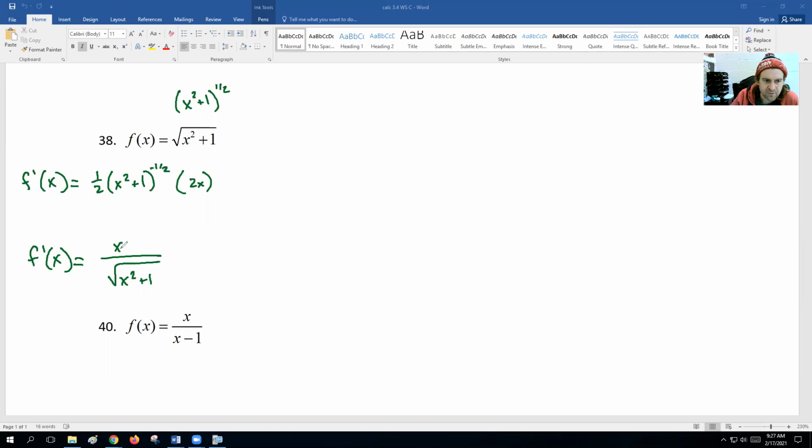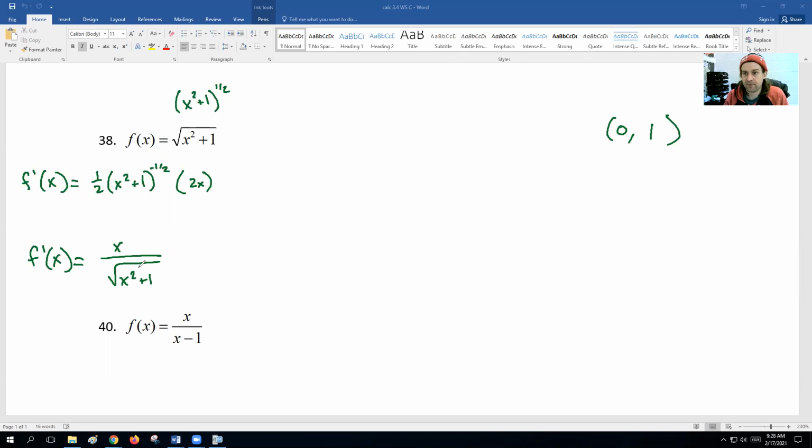We would have a critical number when the top equals 0, so that would be at 0. And when does the bottom also equal 0? If we try to set the bottom equal to 0, we'd get -1 equals x squared. It just wouldn't work out. So we have a critical point at 0. We plug it back into the original problem: 0 squared is 0, plus 1 is 1, square root of 1 is 1. Okay, (0, 1) is a critical point.